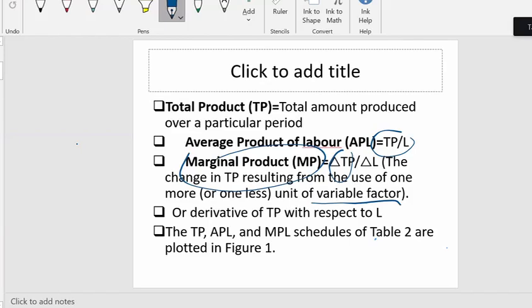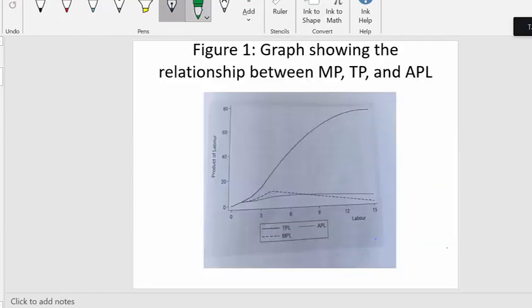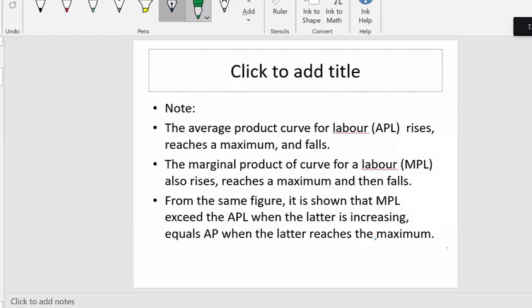Or you can differentiate. Marginal product, sometimes you differentiate total product with respect to labor, or L. That's what you can fill in these blanks. Okay. Note things here. The average product curve. Marginal.